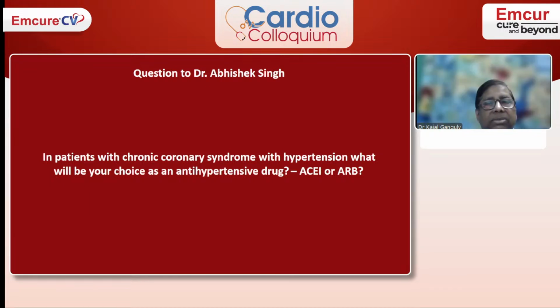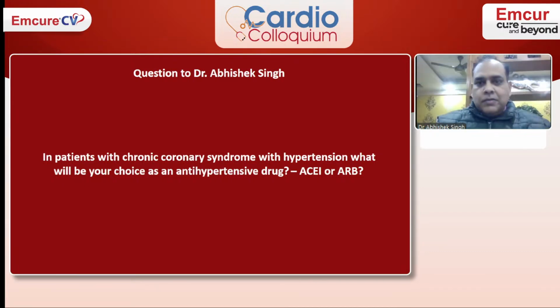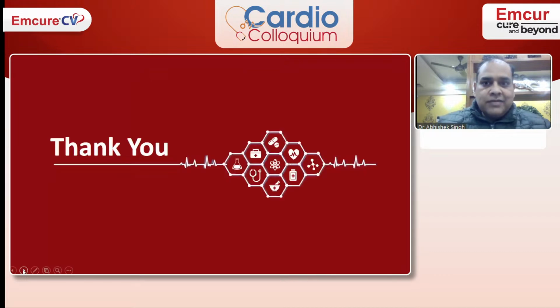Dr. Abhishek, in patients with chronic coronary syndrome with hypertension, what will be the choice of antihypertensive? We have discussed. Without any doubt, ACE inhibitors, because of their anti-inflammatory effect, reduction in cardiovascular mortality, and reduction in chances of MI. So ARBs are definitely to be preferred.